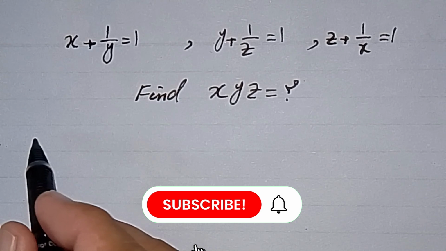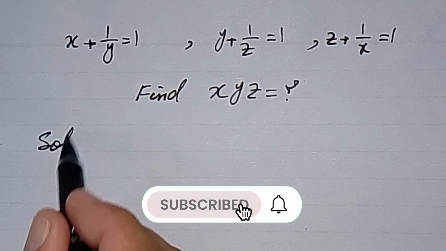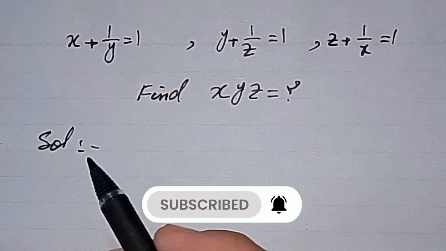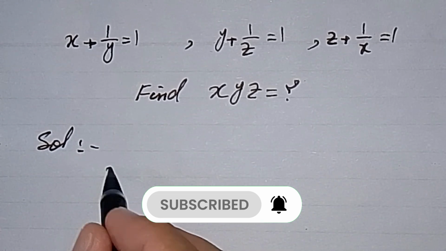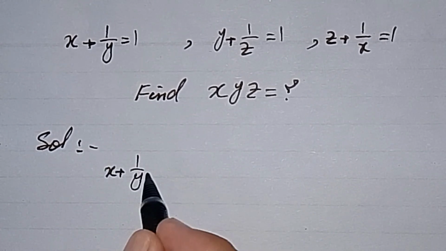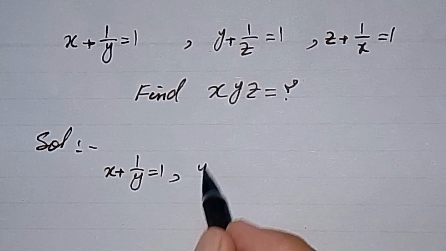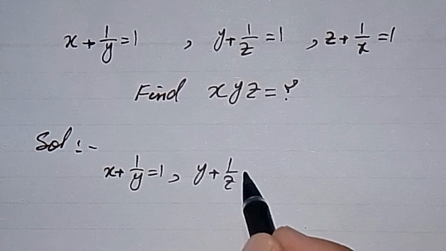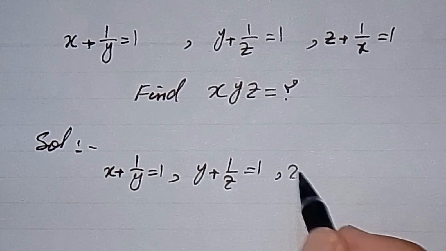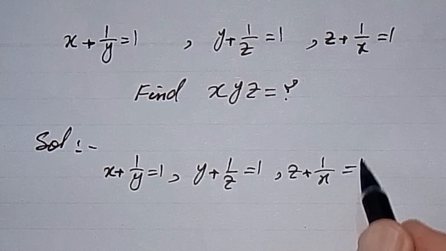Solution is here. x plus 1 over y is equal to 1, y plus 1 over z is equal to 1, z plus 1 over x is equal to 1.